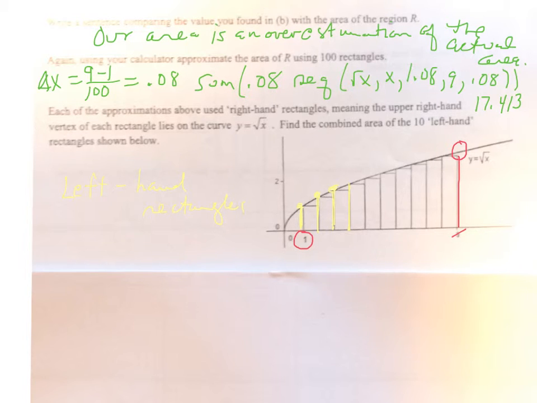So if we're going to use 10 rectangles, then we're at the 8/10. So we're going to have the sum 0.8, the sequence of root x, starting at 1. Now we're only going to go up to 8.2, which will be the last term there. Going to go by 0.8.